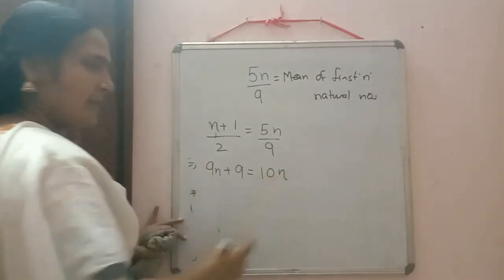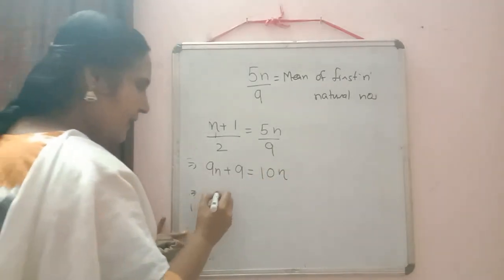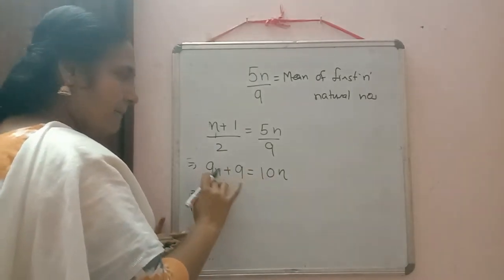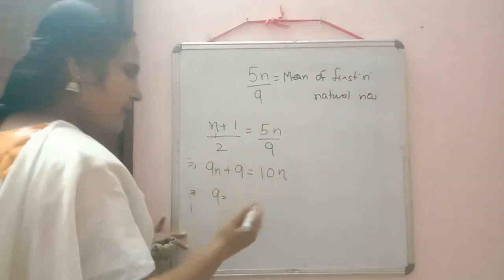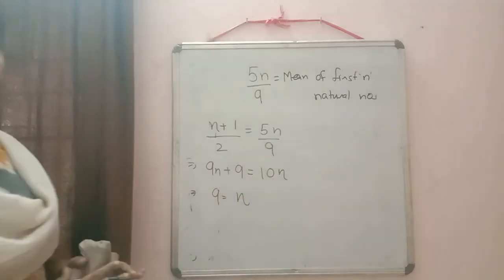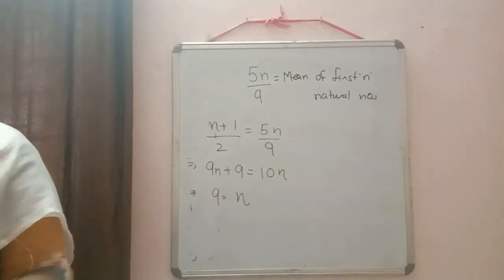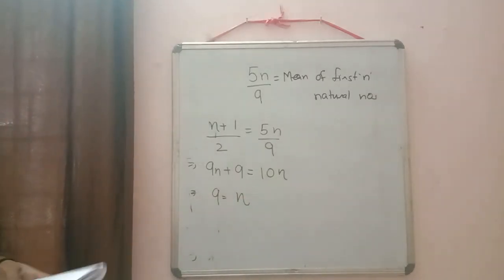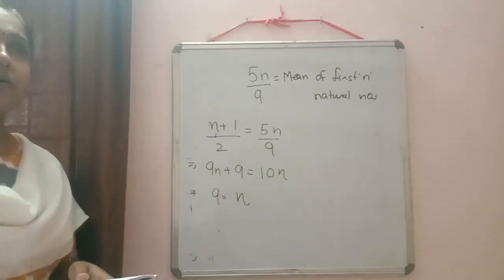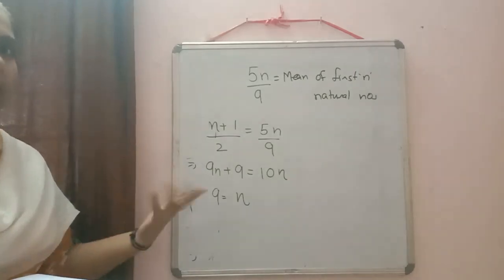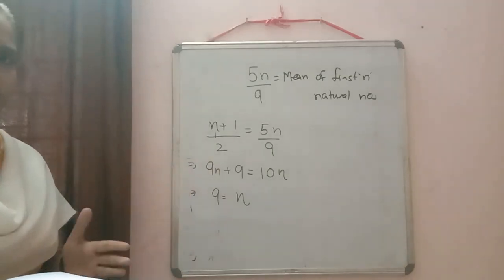And we can shift 9n to the right hand side. Then it will come 10n minus 9n. 10 minus 9, 1. So we will get n is equal to 9. So these simple questions can be asked because already you have 20 questions of 1 mark. That's why we are practicing it.